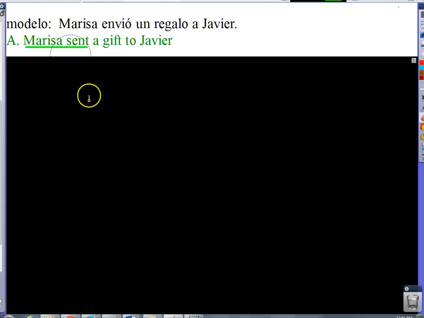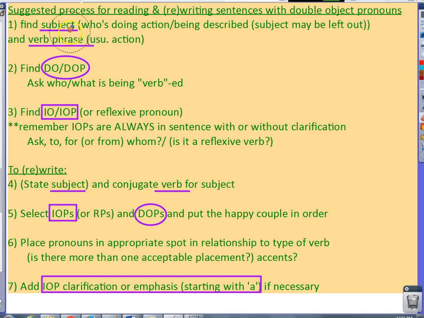Well, Marissa sent it, so that's my subject and verb. According to my notes, it says first you find that, and then you find the direct object by asking who or what's being verbed. So, who or what's being sent? A gift, and I'll circle that. And then I find the indirect object by asking to or for, or sometimes from whom. To or for whom is the gift being sent? To Javier, so I'm going to box that.